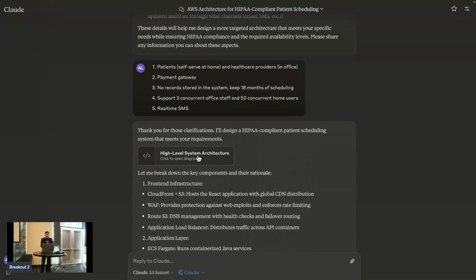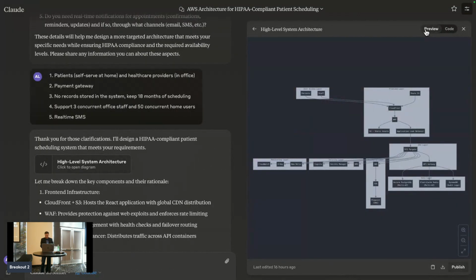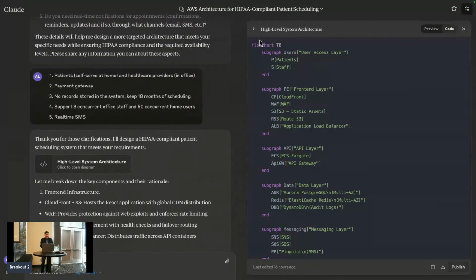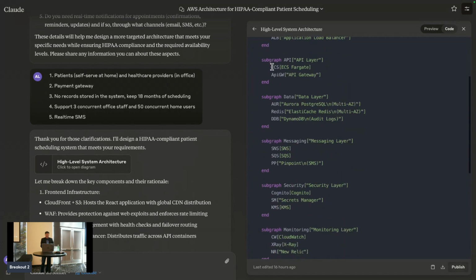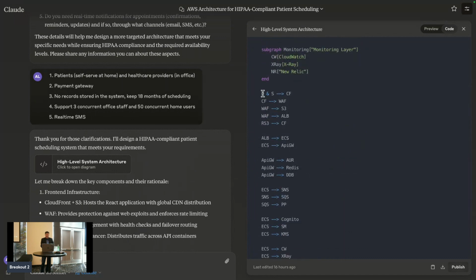And then it created a high-level diagram. And we can pop this up. And we can see this is in that mermaid format, where it's a flow chart. It's got some subgraphs. And it's got all these connection points.